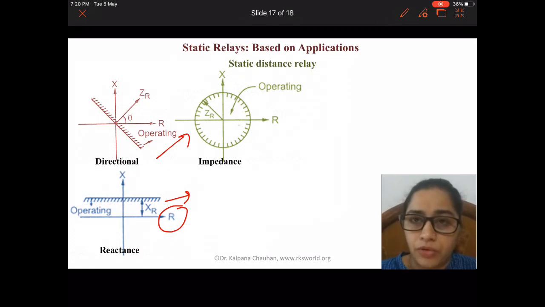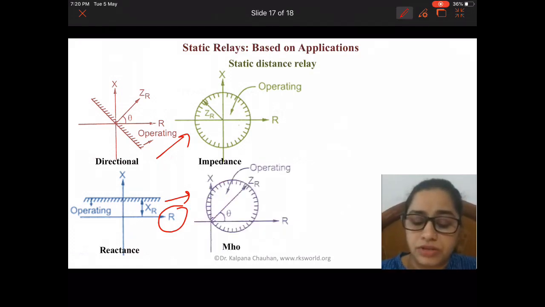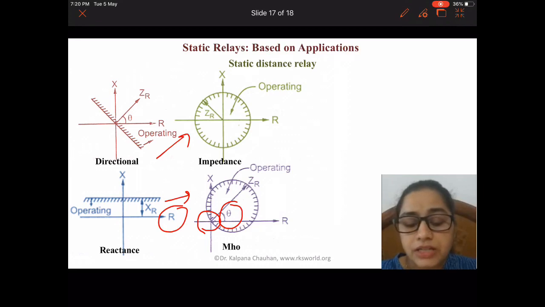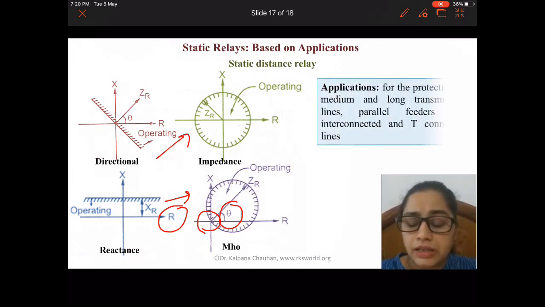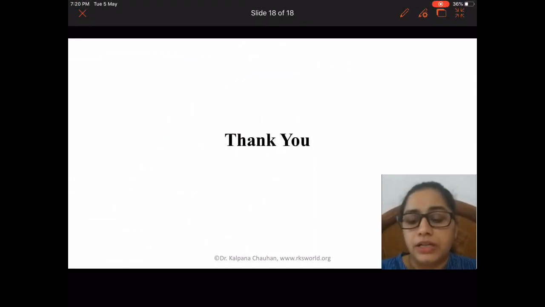Next, the characteristic for the Mho relay: we can see the operating zone circle is passing through the origin here. Again, in this case, the radius is ZR, and the angle drawn from the axis is theta. So this is all about the characteristics of the static distance relay, and the application of this type of relay is for the protection of medium and long transmission lines, parallel feeders and interconnected or T-connected lines. So this is all about static relays based on their applications. Thank you.